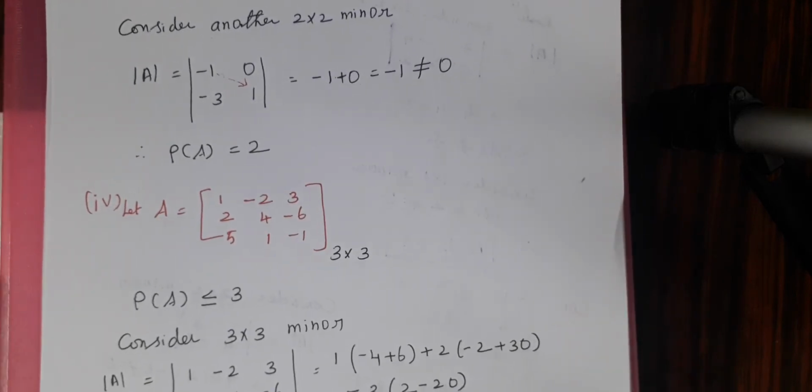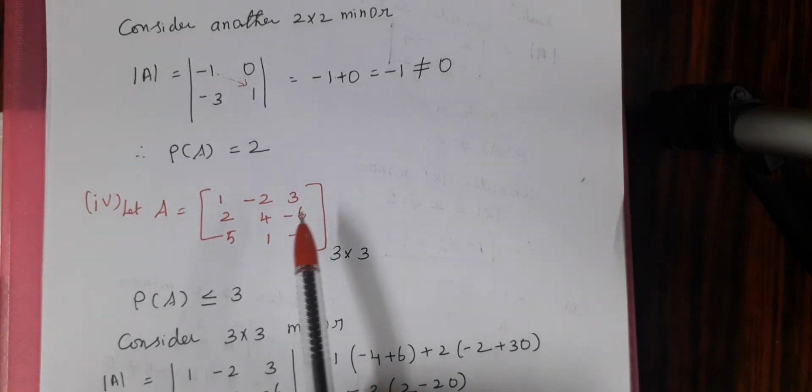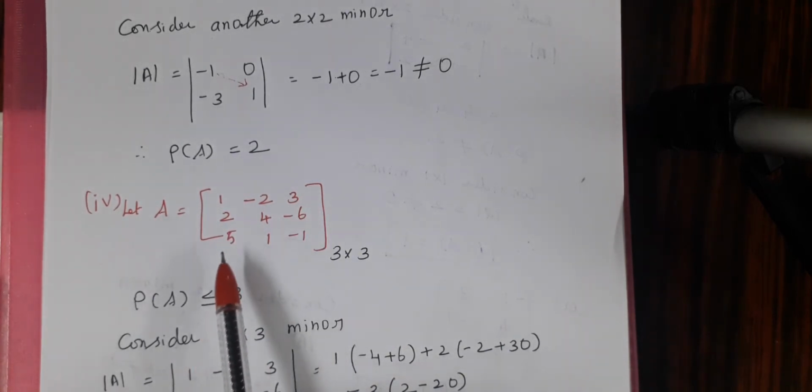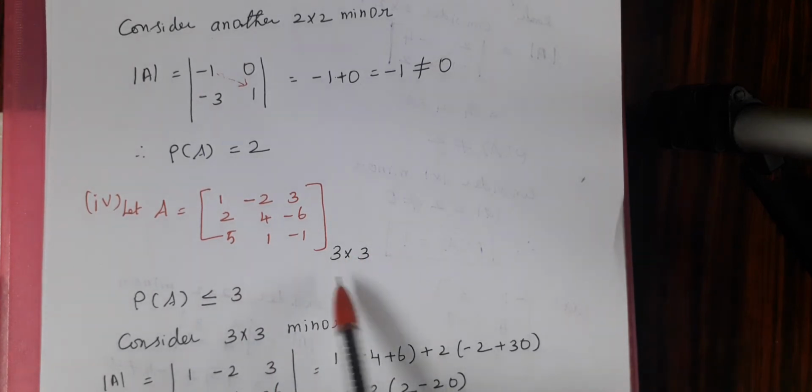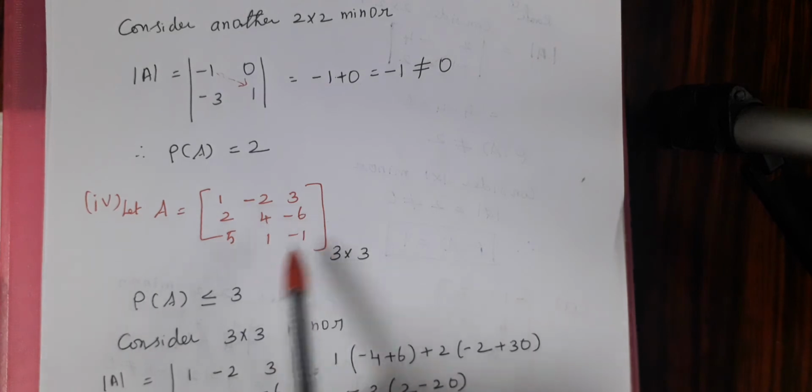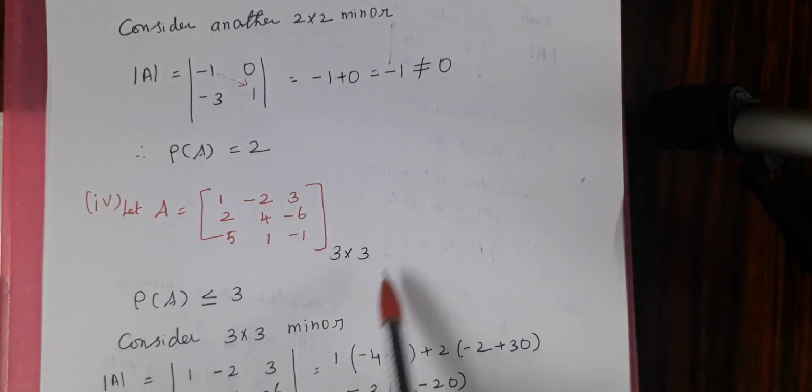First part, fourth question. What is the fourth question? See the fourth question: 1 minus 2 3, next 2 4 minus 6, 5 1 minus 1. What is the order? Here the question is, how many rows? 3 rows, 3 columns. Therefore, the order of the matrix is 3 by 3.